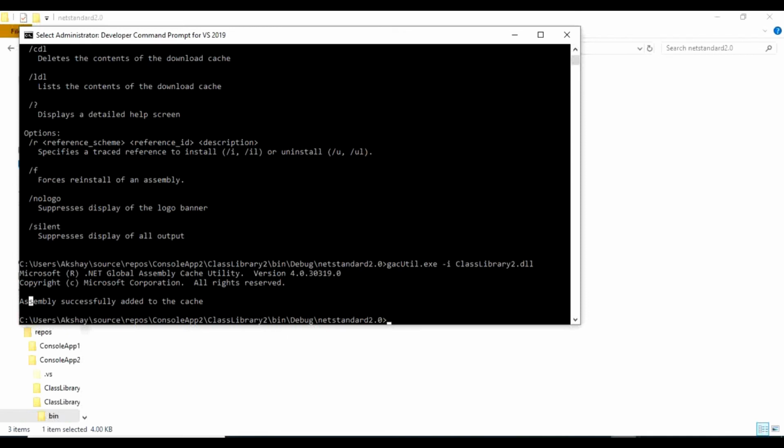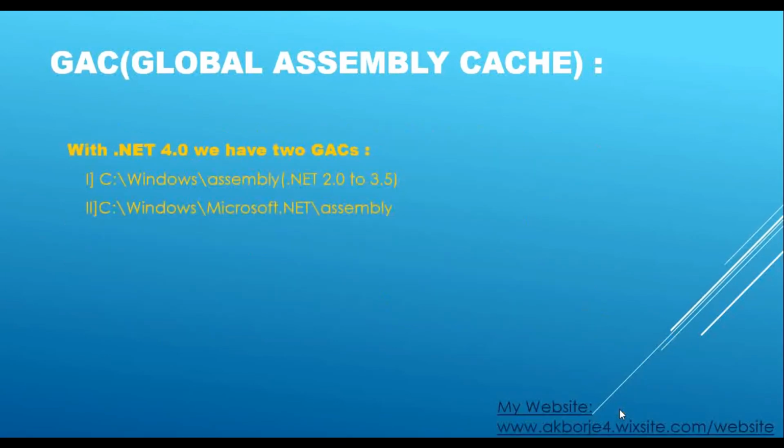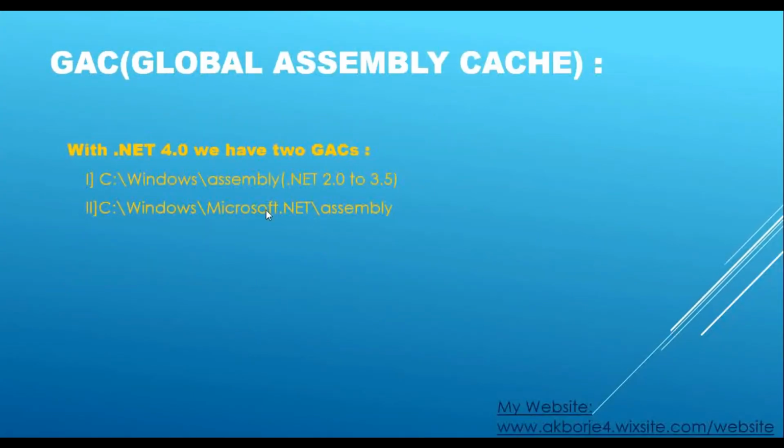With .NET 4.0 we have two GACs. I have already shown you one GAC, that is C:\Windows\assembly. With .NET 4.0 they introduced a new GAC location, that is C:\Windows\Microsoft.NET\assembly. Now as we are working on .NET 4.0, whatever assembly we have just installed will be installed in this C:\Windows\Microsoft.NET\assembly.